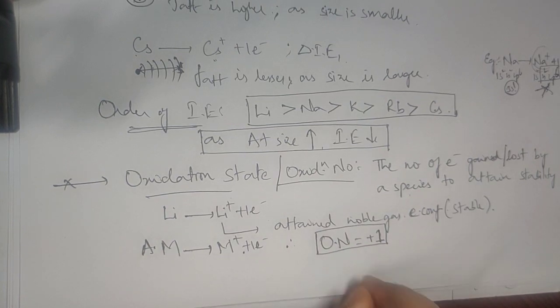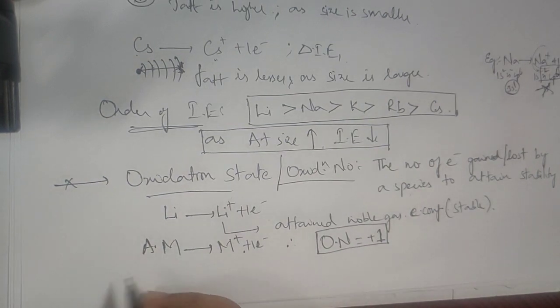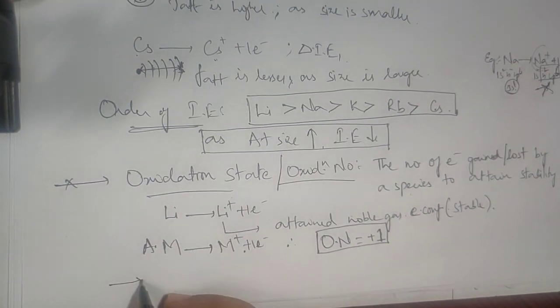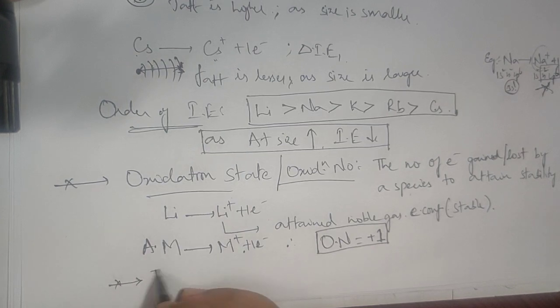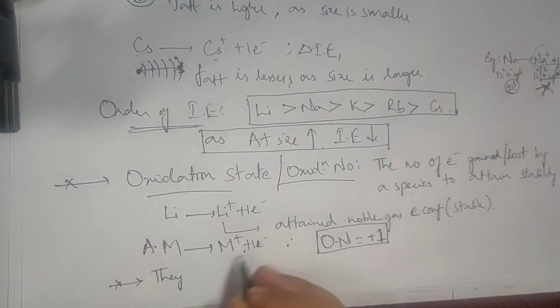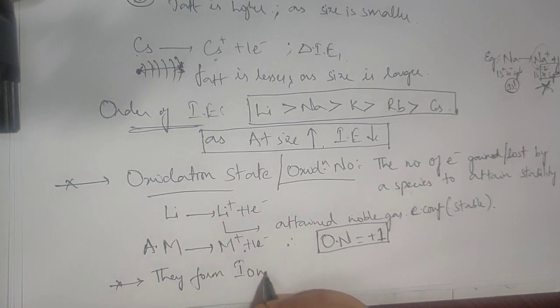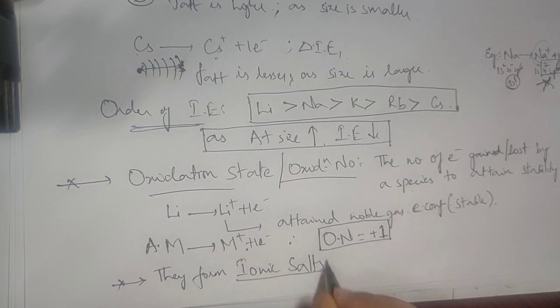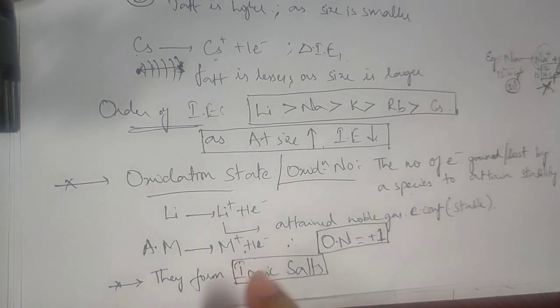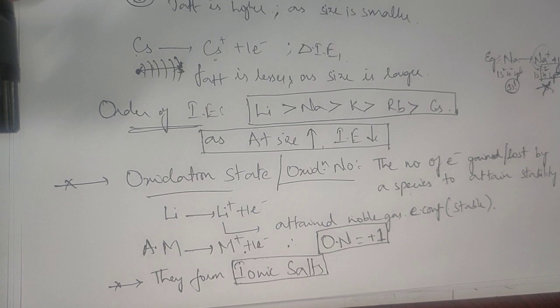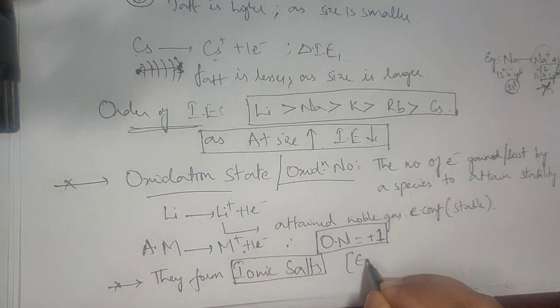Plus 1. And now the important points are these: these metals form ionic salts. Lithium, sodium, potassium, rubidium, cesium and francium mostly form ionic salts. But exactly the exception where we have to focus is lithium.